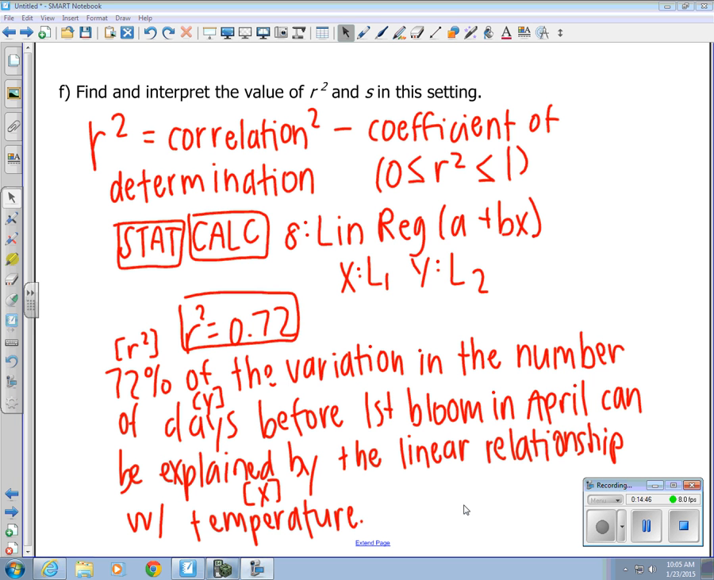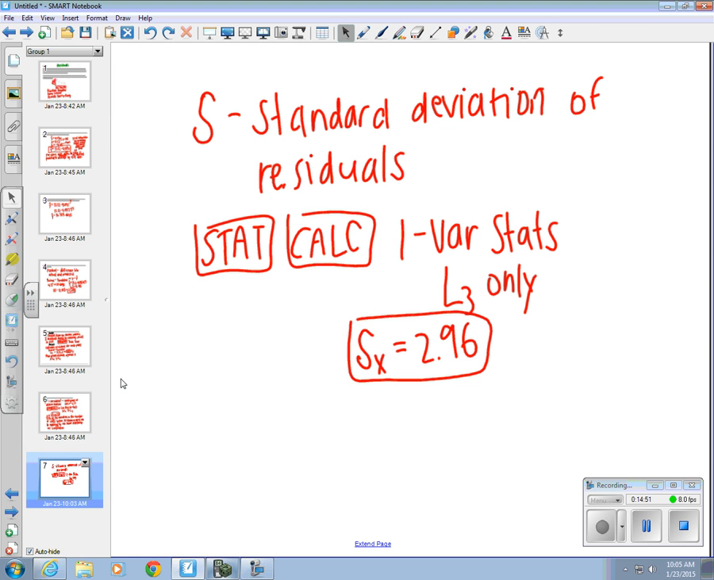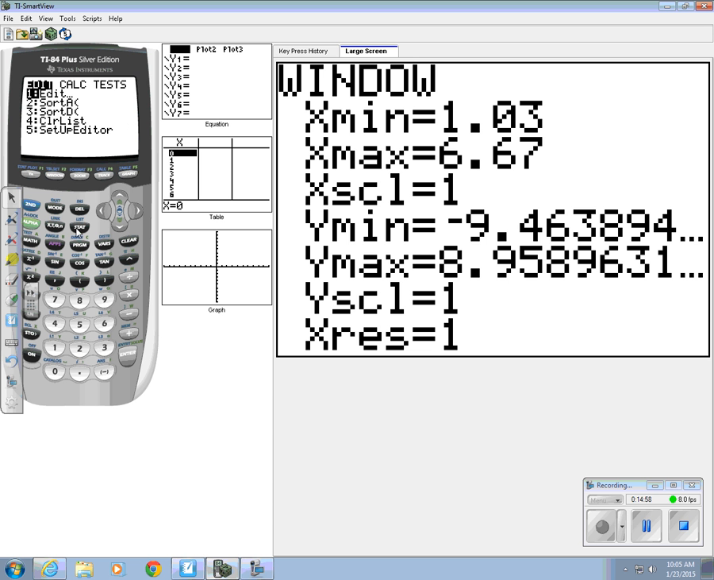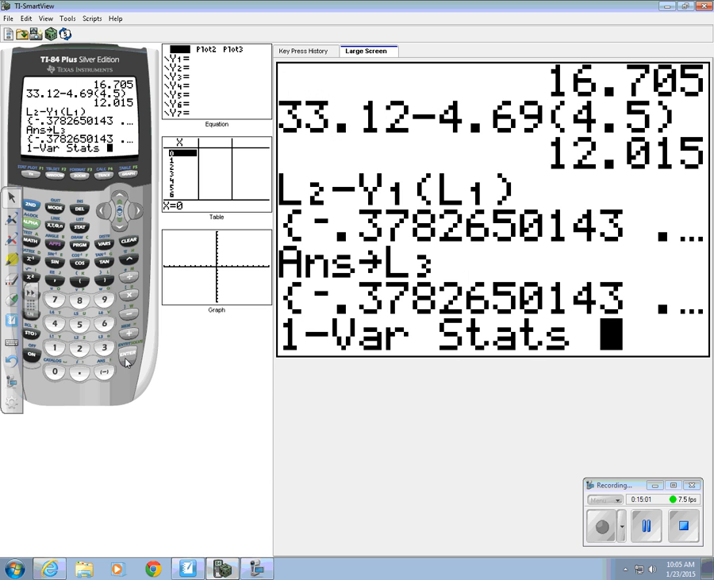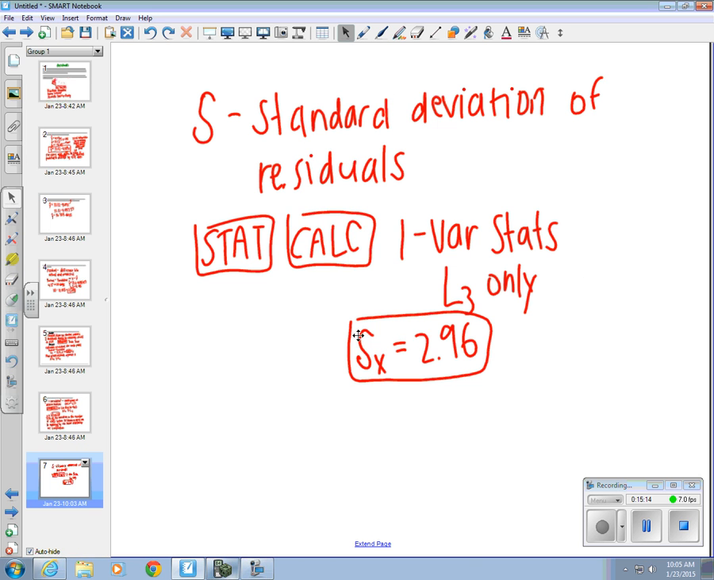And then as for s, s is the standard deviation of residuals. To find this, you do stat calc and then 1-var stats. So I think I can show you this. Stat calc 1-var stats, and make sure the only thing you have in there is L3. And then you look at Sx. So Sx is 2 point, I don't think that's right. Oh yeah, it is 2.96. And that's your standard deviation of residuals. So yeah, that's it. Thank you.